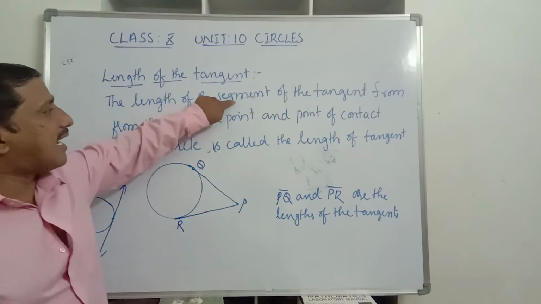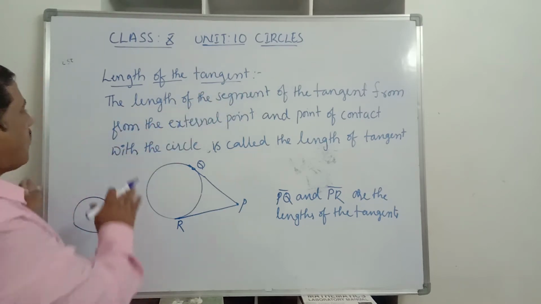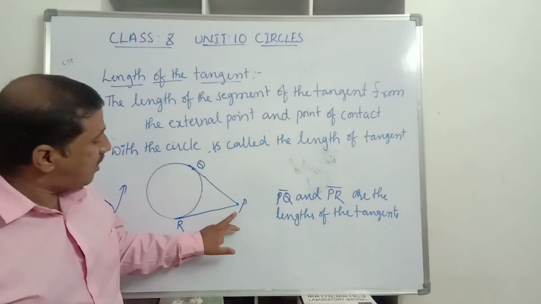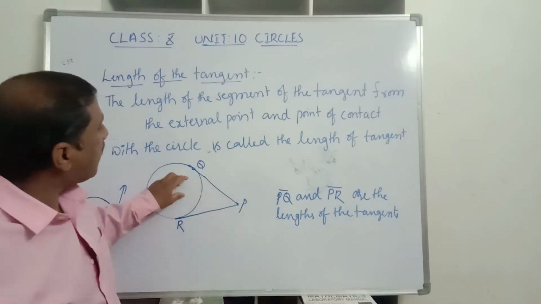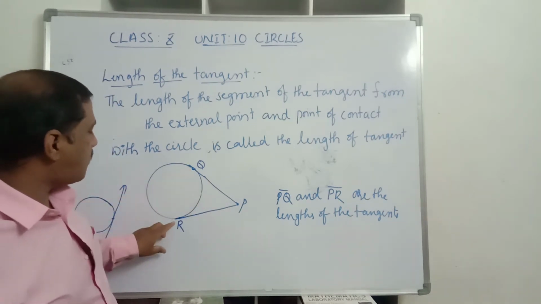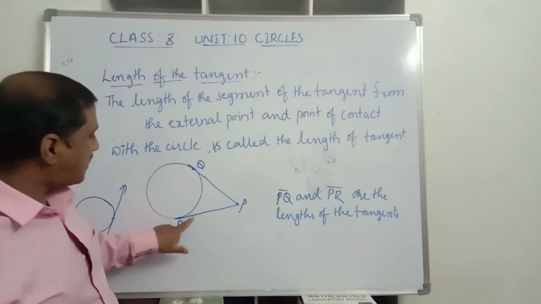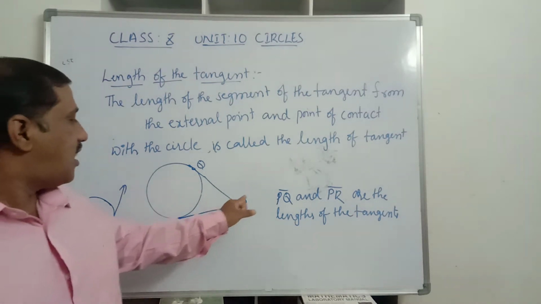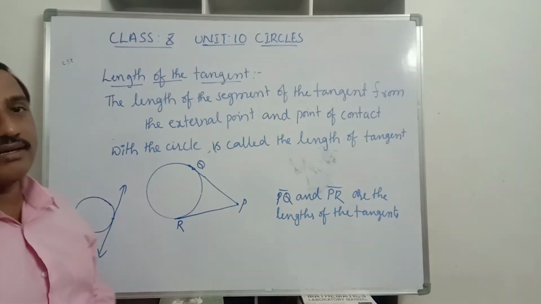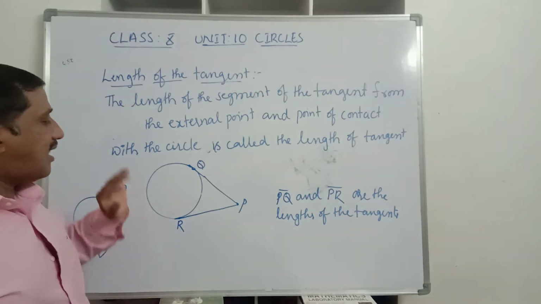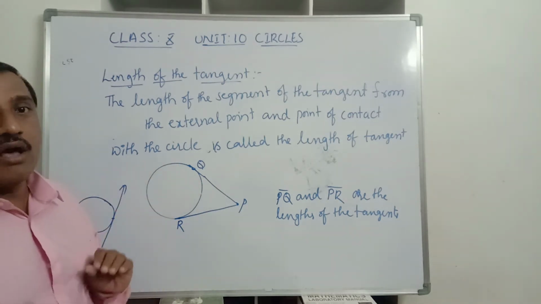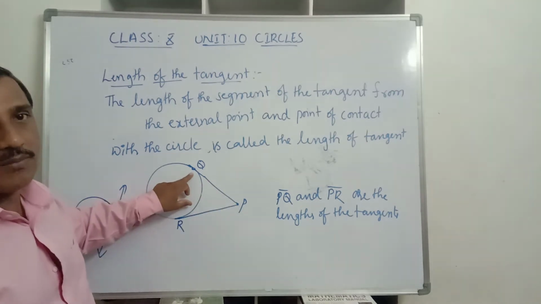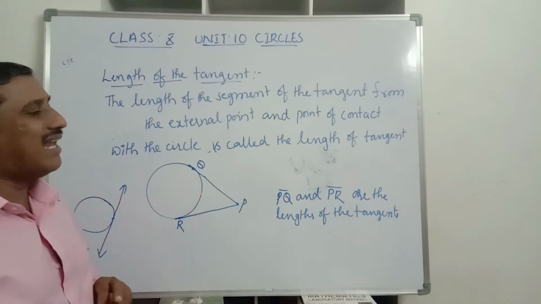Now the length of the segment of the tangent from the external point, here the external point is P. So the length from point P to the point of contact Q, or to the point of contact R. So this segment PR or PQ is known as the length of the tangent. Here in this figure, PQ and PR are the lengths of the tangents. What is the length of the tangent? The length of the segment of a tangent from the external point to the point of contact is known as the length of the tangent.